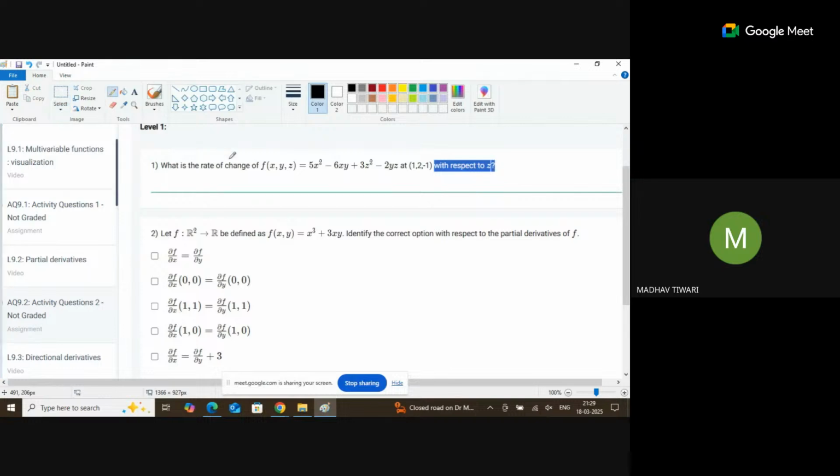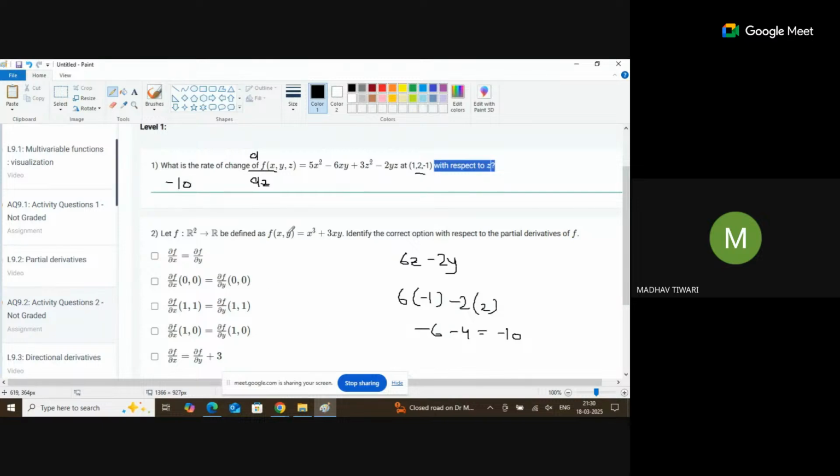If you want to calculate the derivative with respect to z, differentiate it with respect to z. On differentiating it, df by dz will be equal to 6z minus 2y. Now I will put the value 1, 2, minus 1. So z value is minus 1, so I will put 6 times minus 1, minus 2 times y. Y value is 2, so 2 here. So it will be minus 6 minus 4. That is minus 10. Minus 10 it will be.